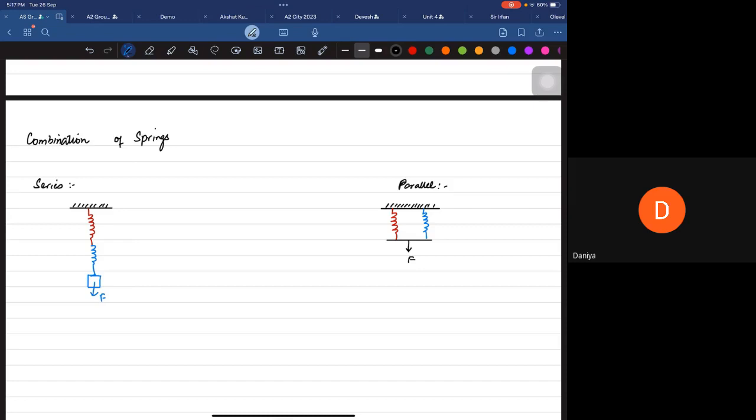That's good. Now, in series, I'd like to tell you that whatever force you see, F is the same everywhere. So we're going to say force F in each spring will be the same, like that.